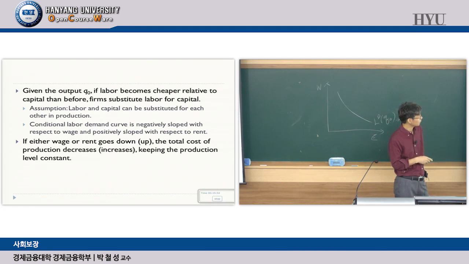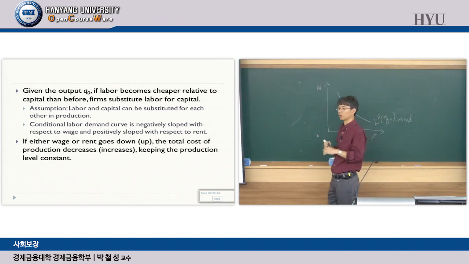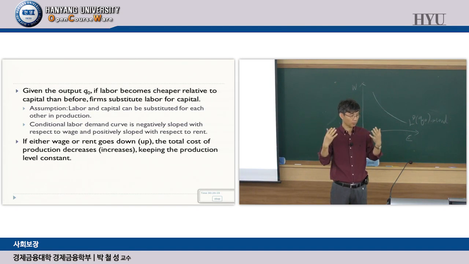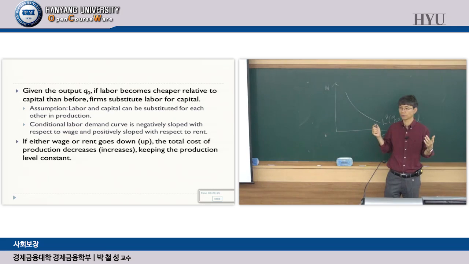And this sentence is the one that I showed you: if either wage or rent goes down, the total cost of production decreases, keeping the production level constant. And if either wage or rent goes up, then total cost will go up. So even if the combination looks the same, behind it the total cost will be different. Questions?